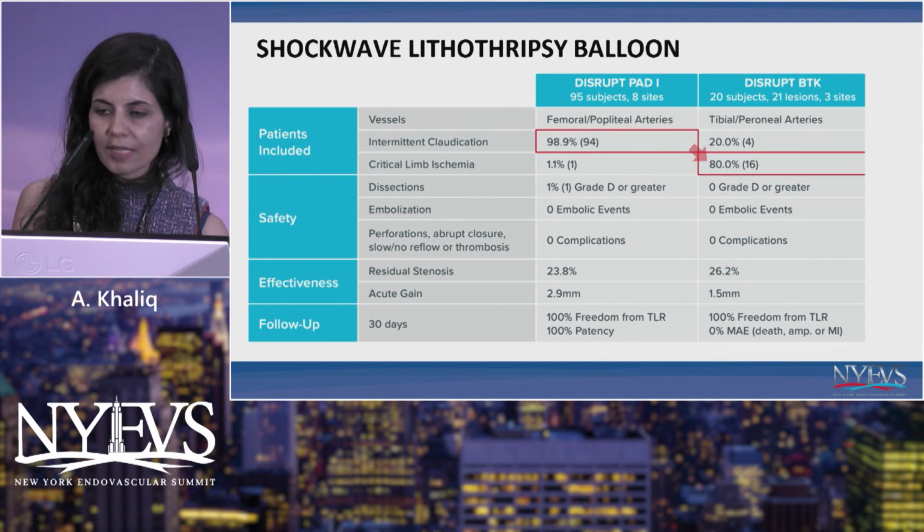Yeah. So essentially, this is their data from the Disrupt BTK trial, and it was primarily designed for below-the-knee patients. Again, you see not that many patients, 20 patients, and it shows good safety outcomes, no dissections, no embolizations or perforations, and pretty good efficacy in terms of residual stenosis of less than, I guess they took 30%, so 26%. And a good acute luminal gain, again, not as compared to any comparators. It's a single arm study. And again, at a follow-up of 30 days, they showed 100% freedom from TLR.